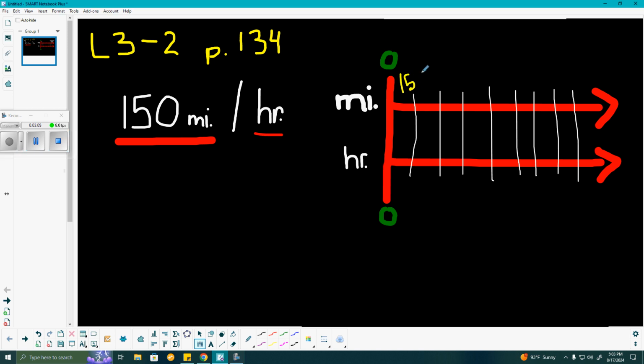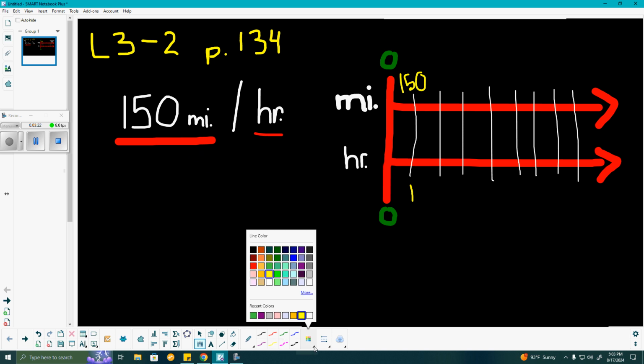So in 150 miles in 1 hour. So in 1 hour, this train is able to go 150 miles. We want to figure out how long it'll take the train, going at a constant rate, to travel 450 miles. So this is our unit rate, the 150 to 1.